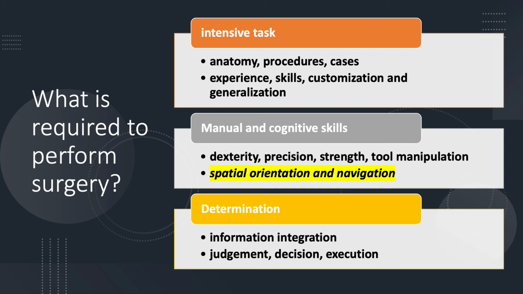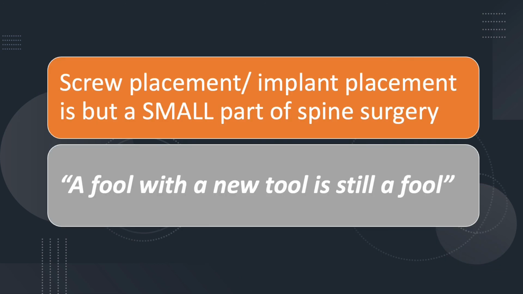You also need, as a surgeon, an intensive task set, which includes knowledge of the anatomy, of procedure cases, experience of the surgeon, and also the surgeon needs manual dexterity, precision, strength, and tool manipulation, and also determination for information, judgment, decision, and execution. In other words, screw placement or an implant placement is but a small part of spine surgery. And always remember, a fool with a new tool is still a fool.